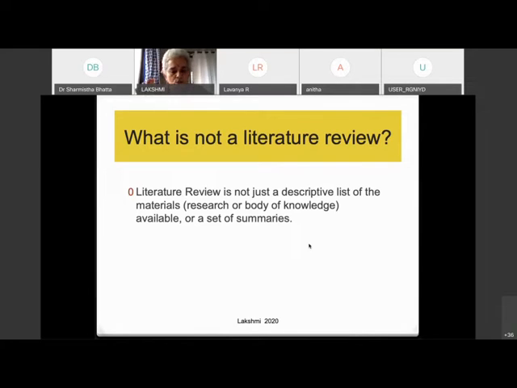Okay. So most research scholars and students and researchers basically think literature review means you have to review 10 articles, put short summaries of each of them, and then quickly write what is your research, what are your research objectives, or what are your research questions.